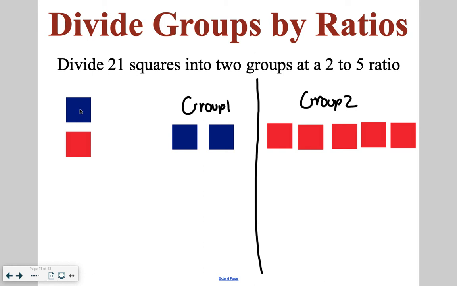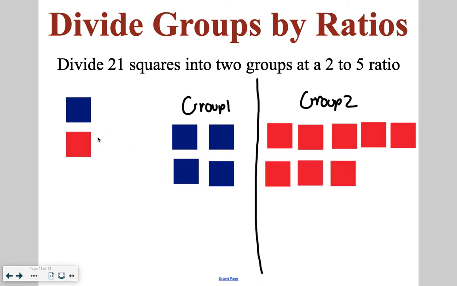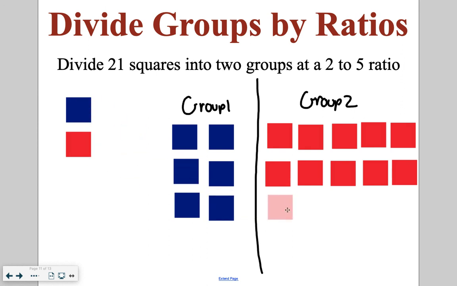That doesn't get me up to 21, so I'm going to do it again. I'm going to add 2 more to group 1 and 5 more to group 2. If I count, that adds another 7 squares, so I'm up to 14 total squares. That still doesn't get me to 21. So I'm going to add another 2 to group 1 and another 5 to group 2. When I count that, adding another 7 gets me to 21.